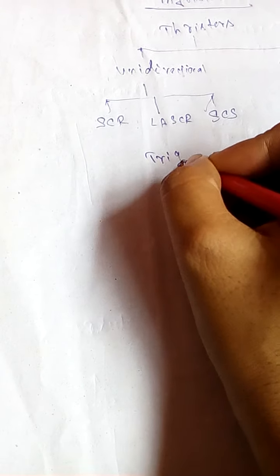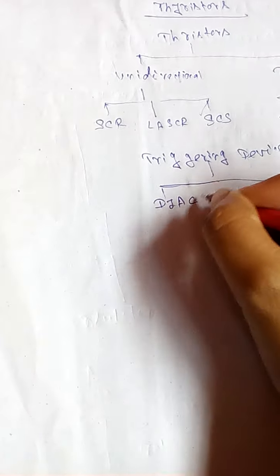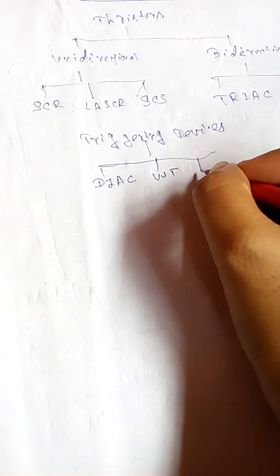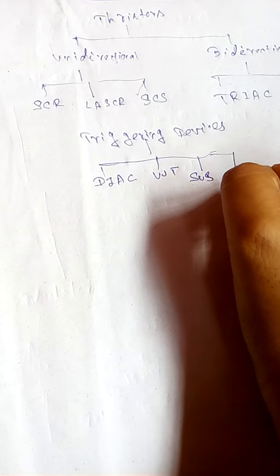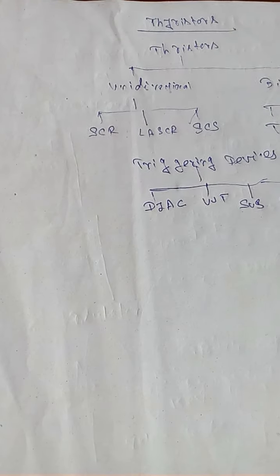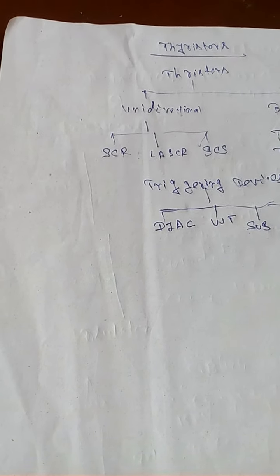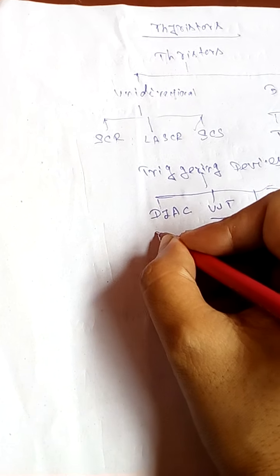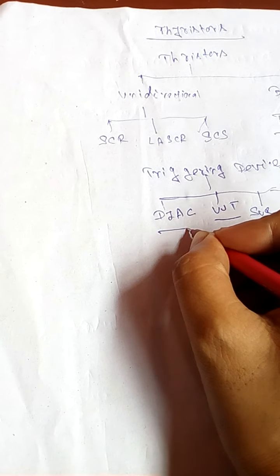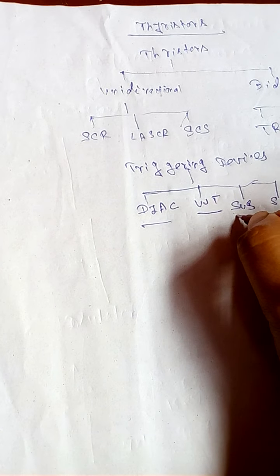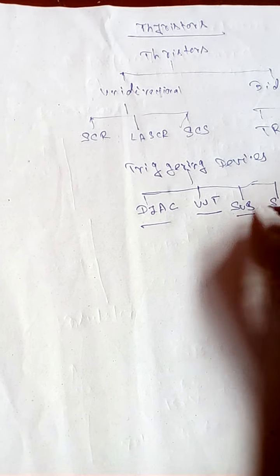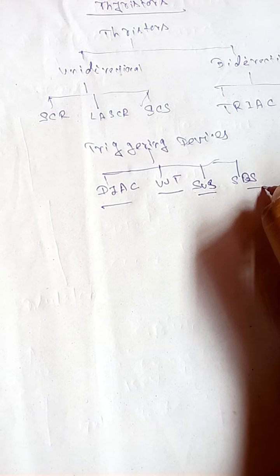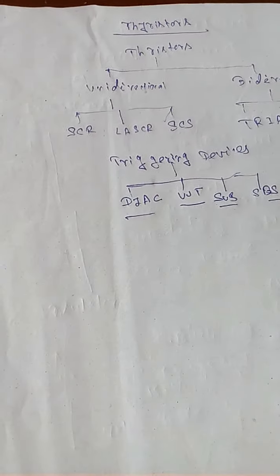So what are the triggering devices? Examples of triggering devices are DIAC, UJT, SUS and SBS. UJT means unijunction transistor, DIAC means diode AC switch, SUS means silicon unilateral switch, and SBS means silicon bilateral switch. So these are the triggering devices.